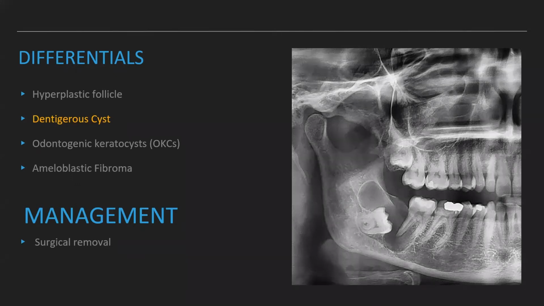Odontogenic keratocysts, OKCs, tend to have more of a tunneling appearance, not much buccal lingual expansion going on, while this dentigerous cyst, obviously you can see a lot more expansion, especially along that external oblique ridge. Hyperplastic follicle, a lot smaller. You're going to see an ameloblastic fibroma, you just don't see them very often, but they tend to be a little smaller in some areas. Management is going to be surgical removal.